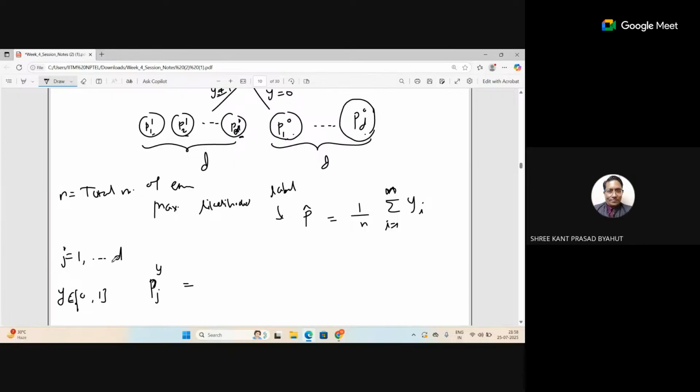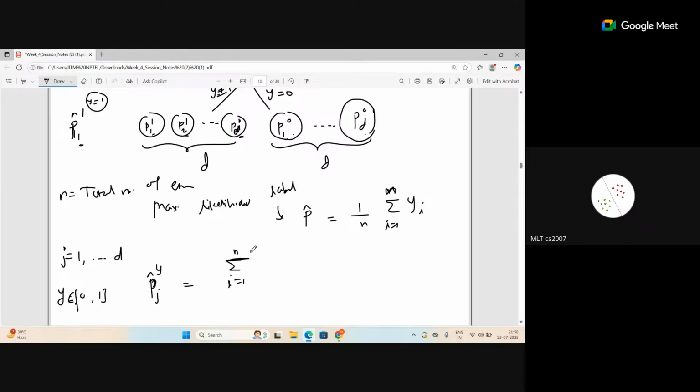So let us say I need to find out p_11 hat. What does that mean? It means feature one, where y is equal to 1 and d is equal to 1, the first feature. And then what will be the estimate there? The maximum likelihood estimator will look like this. I'll tell you how it is calculated.